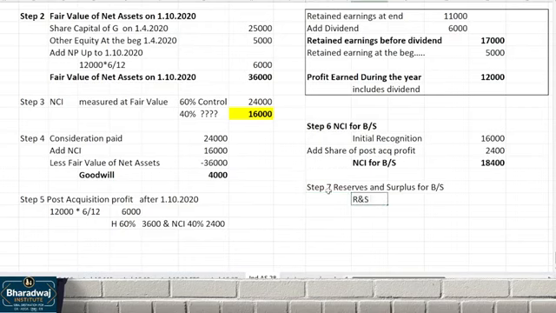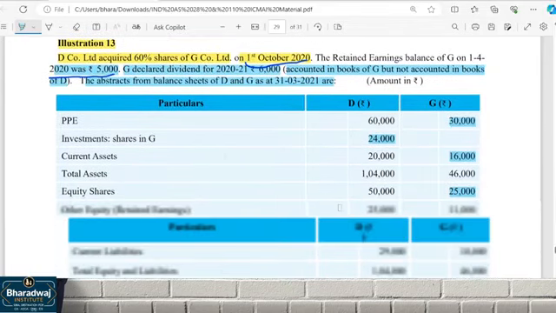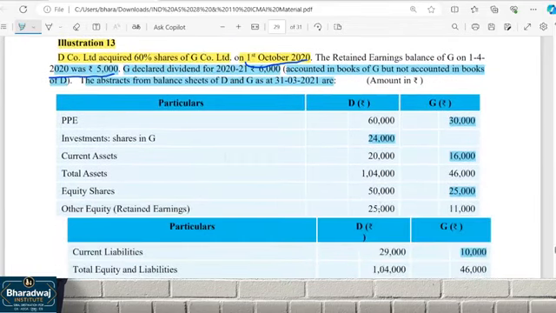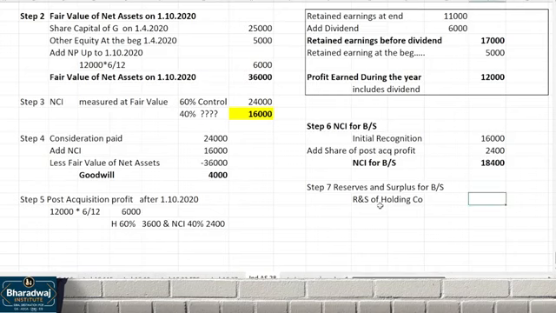What is the reserves and surplus of the holding company? Other equity of the holding company, how much have they given? 25,000. Retained earnings 25,000 given. Add the holding company's share of which one? Post acquisition profit. How much is the holding company's share of post acquisition profit?